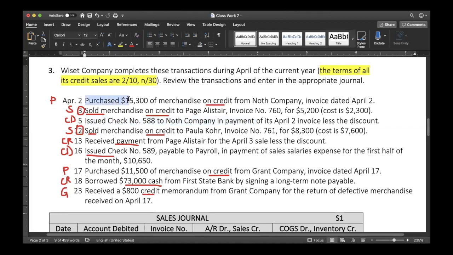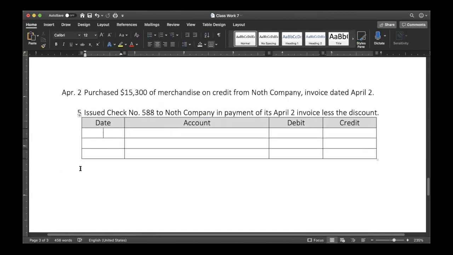It comes from April 2nd here when we purchased $15,300 worth of merchandise. We will be getting a 2% discount. Remember what this journal normally looks like if you had to write it all out? The entry would look like this. The date would be April 5th. The debit would be accounts payable because we are paying off the debt we owe to them. We owed them $15,300 from the second.